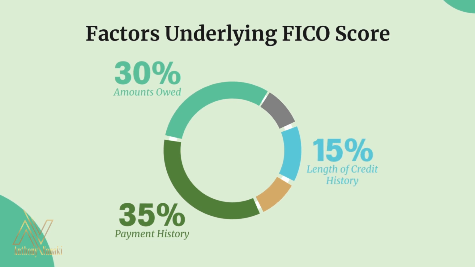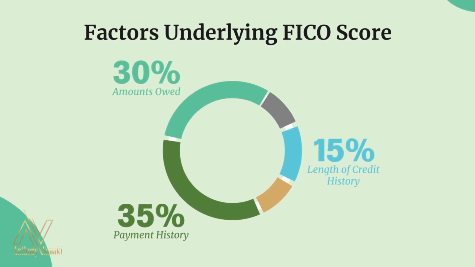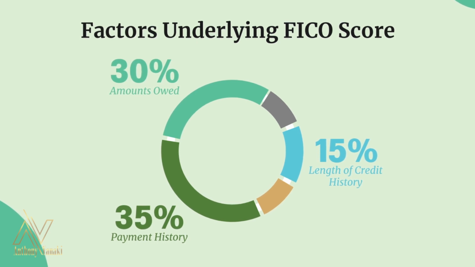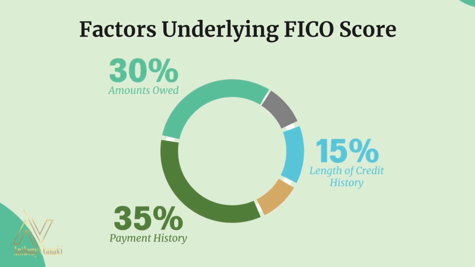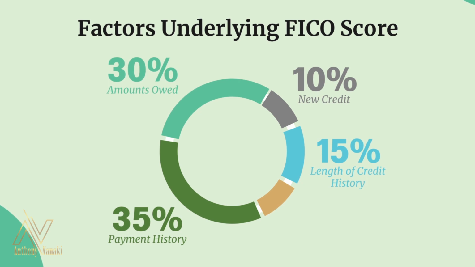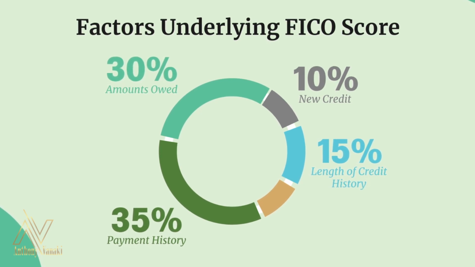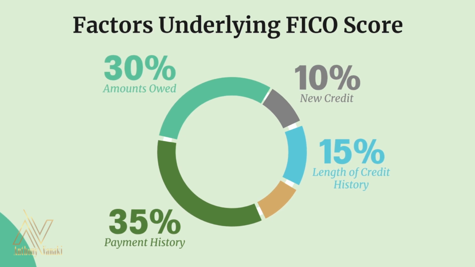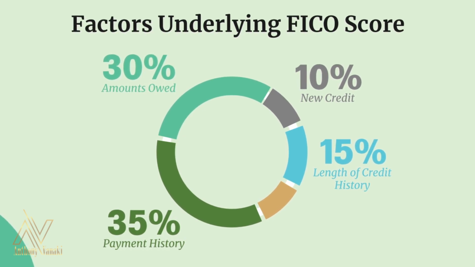Next is your length of credit history, which is about 15% of your score. So how long you've had your credit, and the age, is what dictates it. Your new credit is about 10% of your score, and the frequency of your credit inquiries and new account openings can fluctuate these ratios.